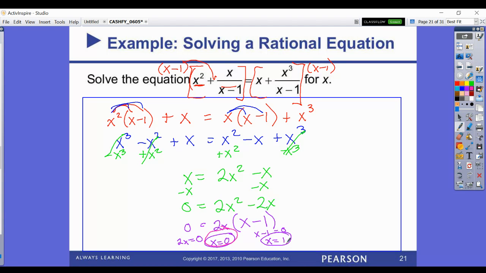There we go. Let's plug in a 1. What happens when we plug in a 1? Uh-oh, what happens right here? We're dividing by 0, so the x equals 1 is an extraneous solution.